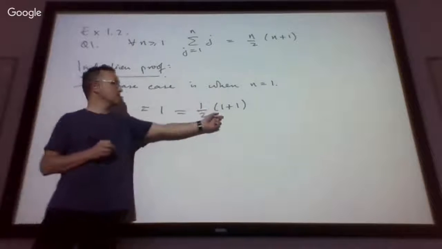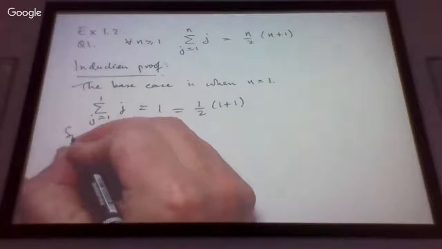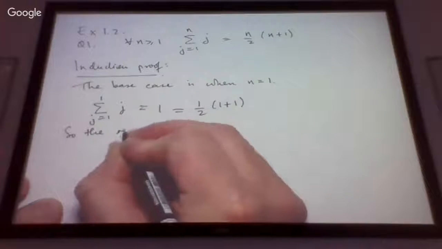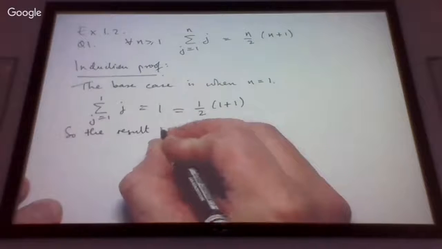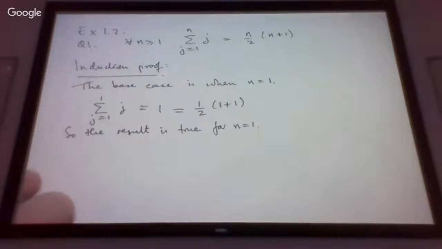This here, from the far left to the far right, is in fact the statement we're trying to prove for the case n equals 1. So we can say the result is true for n equals 1. So the base case is true. Okay, that's good. So now, if you look at page 4, we've completed that first bullet point. We now have to prove the second bullet point, which is the implication statement.